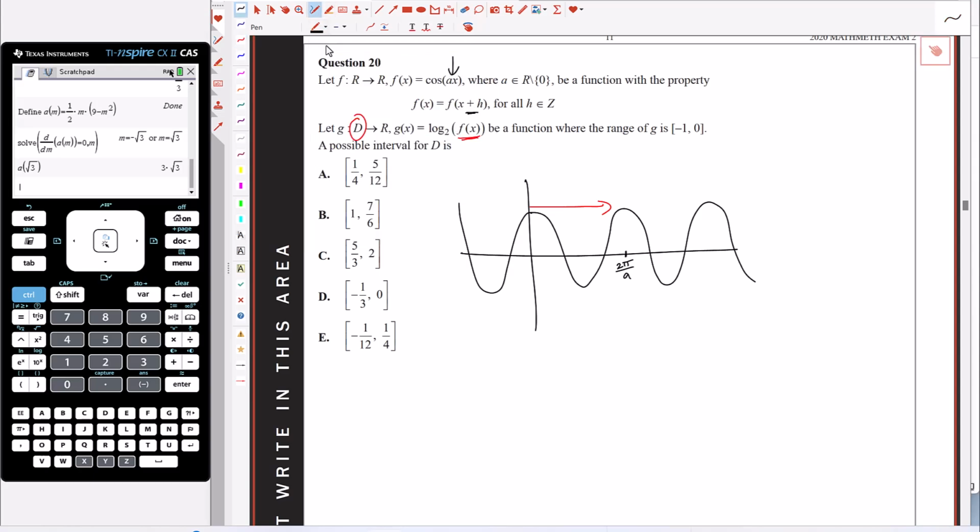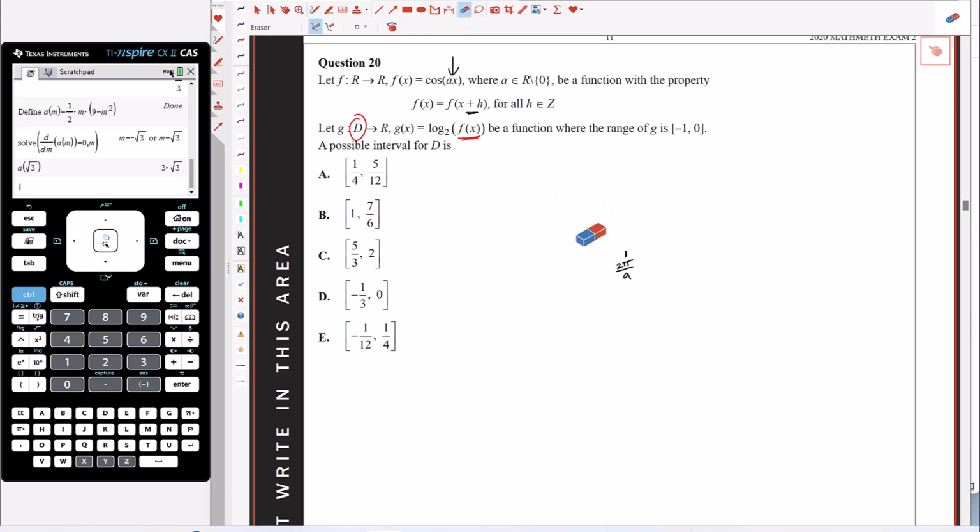So what do we know? We want the range of g to be from -1 to 0. All right, so let's just think about log 2 of something first of all. Okay, so the graph of log 2 of x is just going to be that.